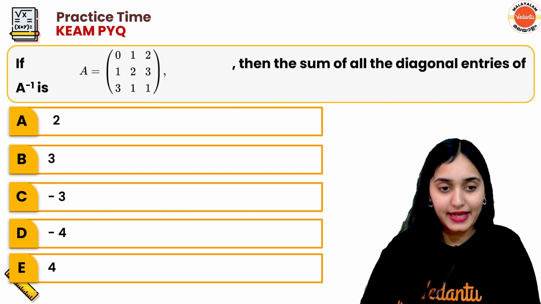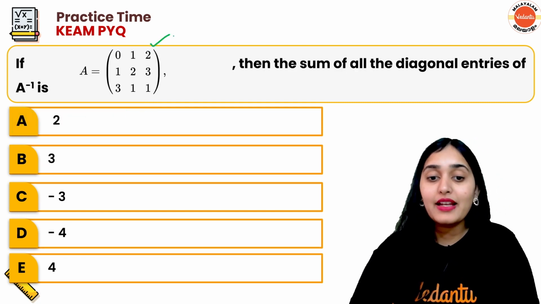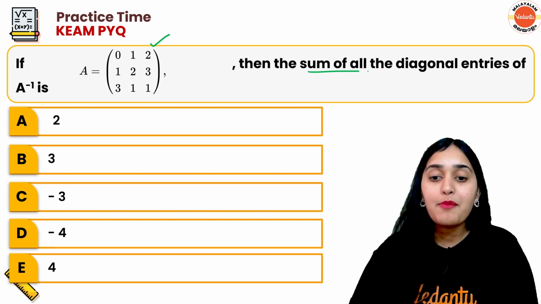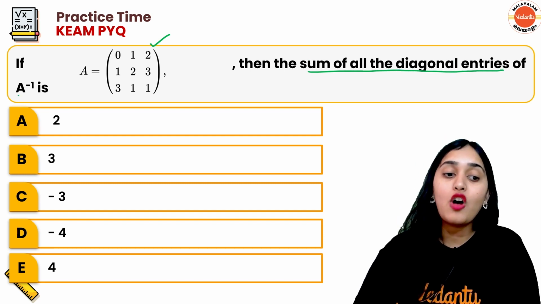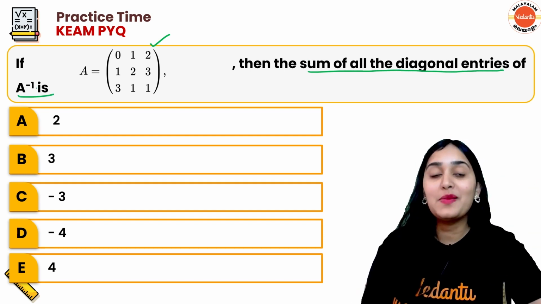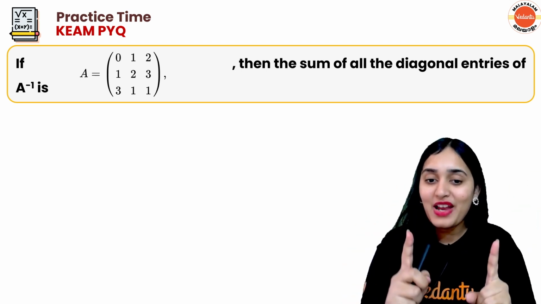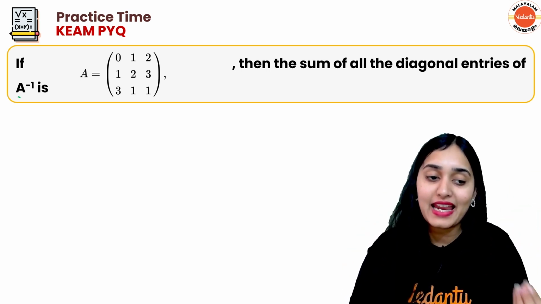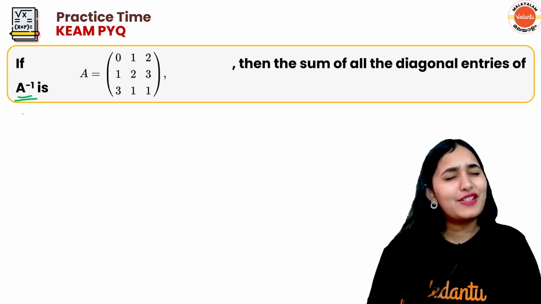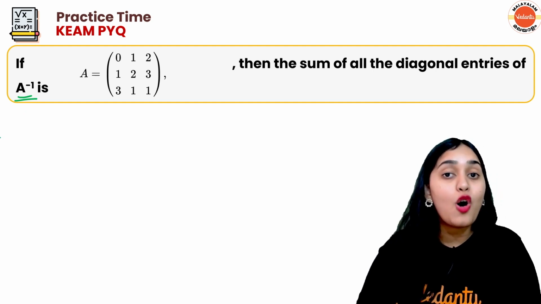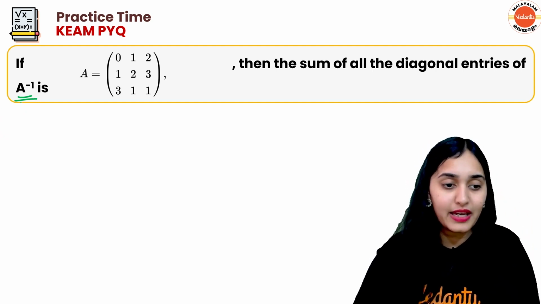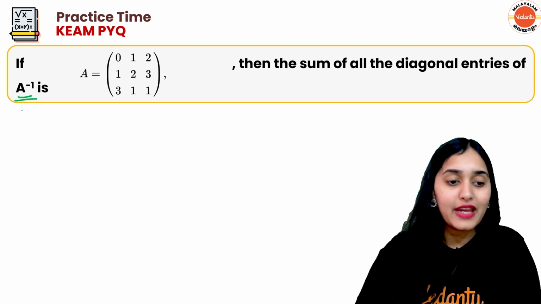Okay, next. If A matrix is this, then sum of all the diagonal entries of A inverse will be dash. So, first you have to find out what is A inverse. Let's find out cofactors of A matrix. Okay, so what are the cofactors of A matrix?